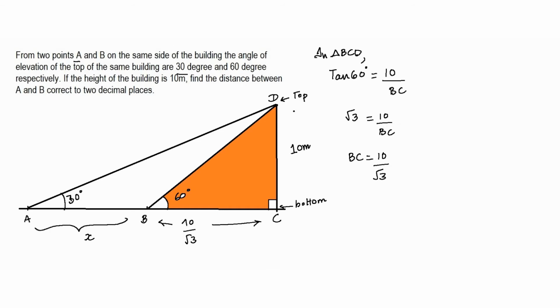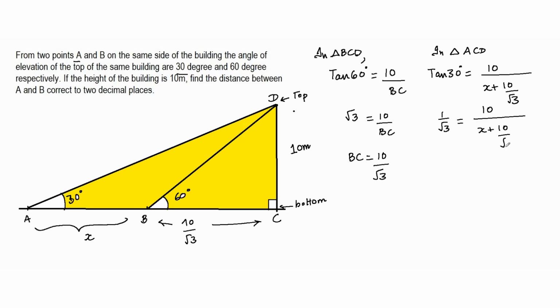And now I can take the complete triangle. Of course I cannot take triangle ABD because it's not a right angle triangle. So I'm going to consider the complete triangle. So in triangle ACD, I can say that with respect to 30 degree, 10 is the opposite side and the length AC is the adjacent side. So tan 30 is going to be the opposite side, which is 10, divided by the adjacent side, which is x plus 10 upon root 3. Now tan 30 is 1 by root 3. So 1 by root 3 is going to be 10 divided by x plus 10 by root 3.